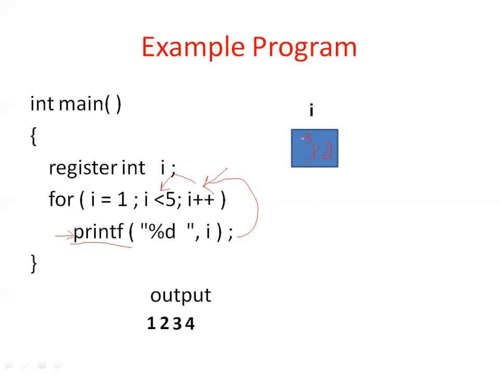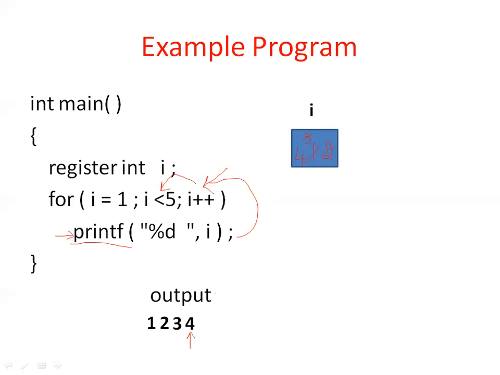So I value becomes 4 here. It checks the condition, 4 less than 5, executes printf. So 4 you can see on the output. 4 would be printed. Then again it goes back to the increment section. So this loop repeats until the condition becomes false here.